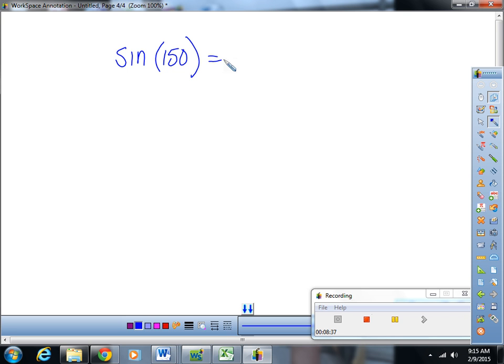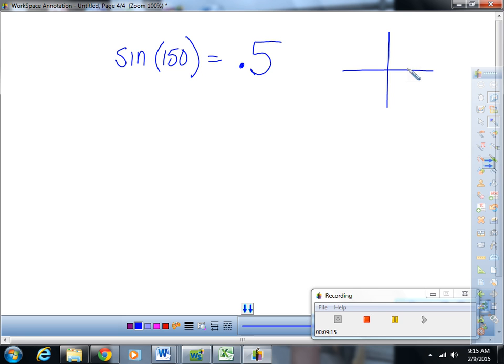What do you get? 0.5? Is it positive? Okay, just to remind you guys what the heck that means. That just means if you rotated 150 degrees, keep going, then the ratio between this side and the hypotenuse is 1 to 2, or 0.5. Hopefully that makes a little bit of sense.